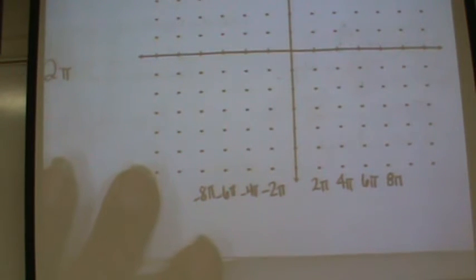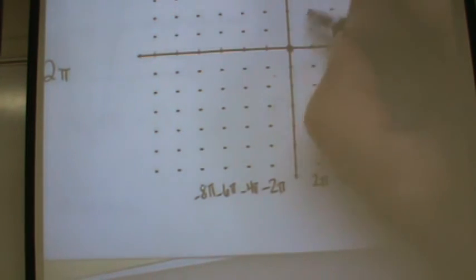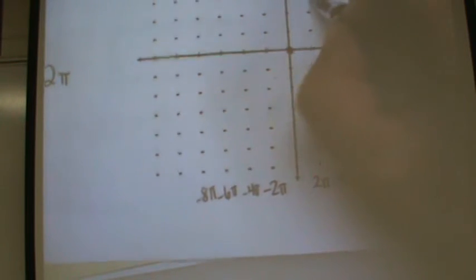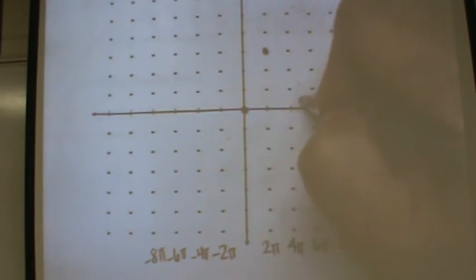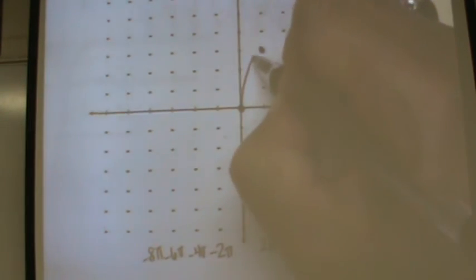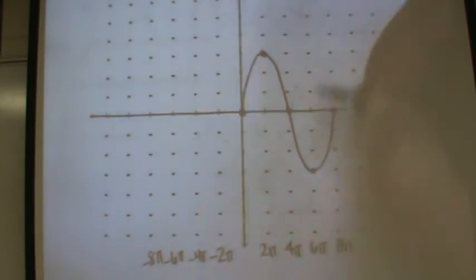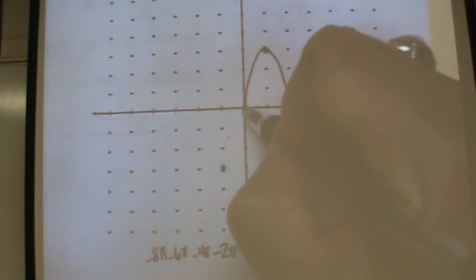Now, is there a shift up or down? No. So what do I do from here? Go to the origin, and go where? 3 up? Why 3 up? Because the amplitude's 3. What you're doing is multiplying the y values by 3. We talked about that on Friday. Watch the video.